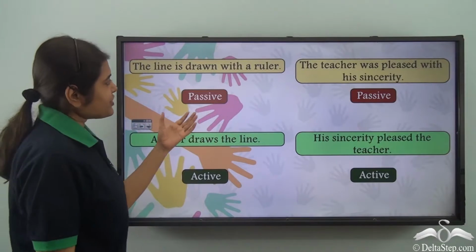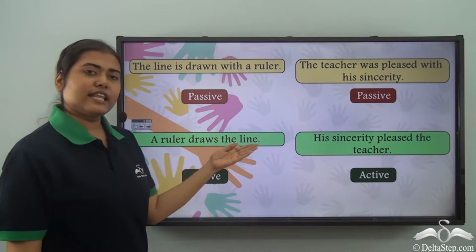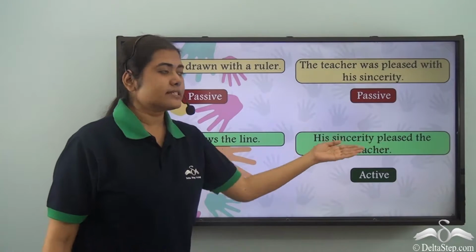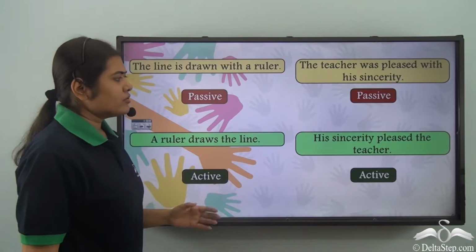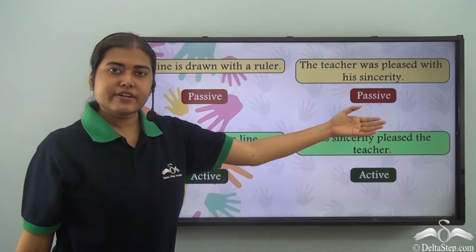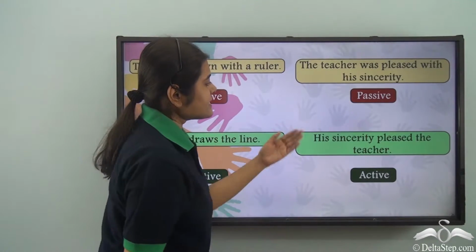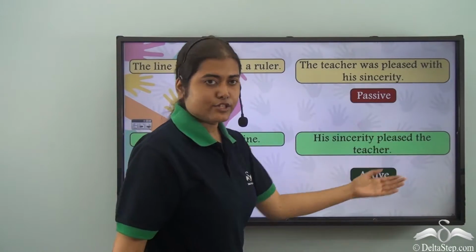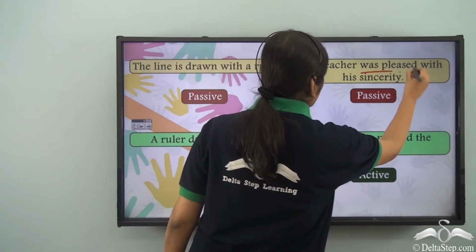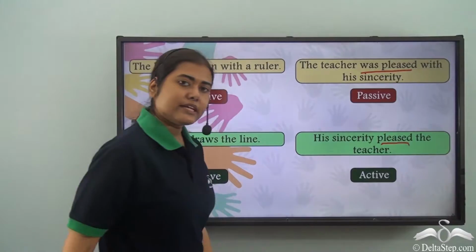So here what have we written? A ruler draws the line. And in this one, his sincerity pleased the teacher. Now, in this case, the teacher was pleased with his sincerity. So here when I write his sincerity pleased the teacher, this makes sense because was pleased turns to pleased.